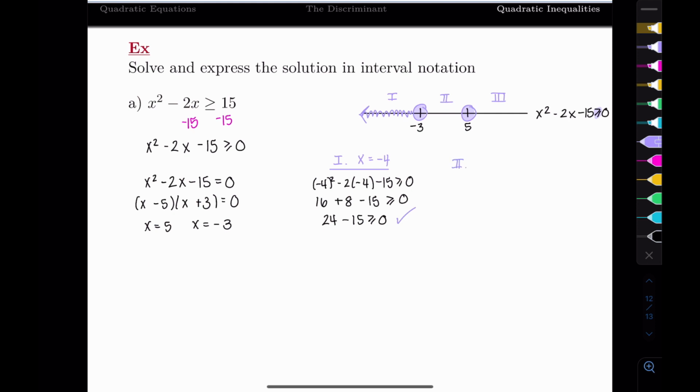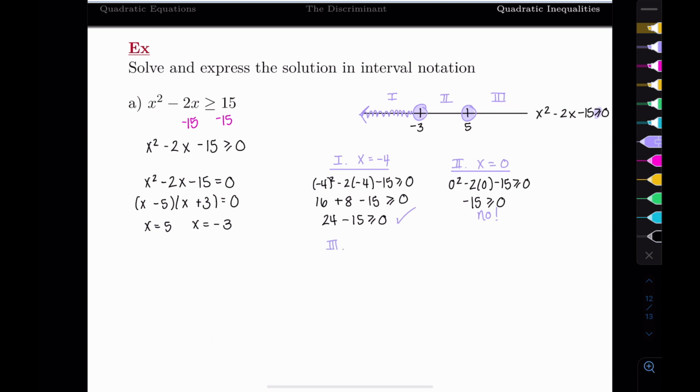Moving on to interval 2, a number that falls in there is 0. That's always a nice number to plug in. That would be 0 squared minus 2 times 0 minus 15 is greater than or equal to 0. So that is negative 15 is greater than or equal to 0. And unfortunately, this one does not work. So interval 2 is no good.